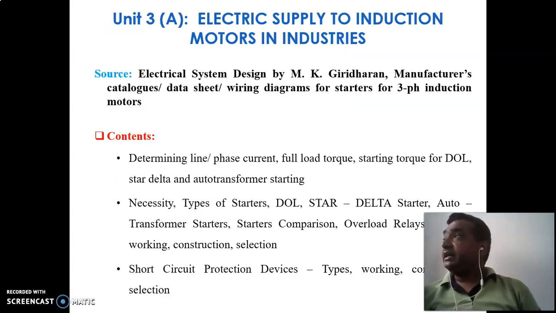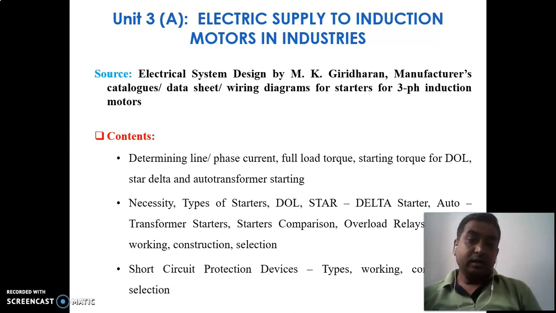Unit 3 part A deals with electric supply to induction motors in industries. Now, since 80% of electrical load is induction motors, it is very important to understand the various aspects of operation of these induction motors. Here are the various contents related to it.